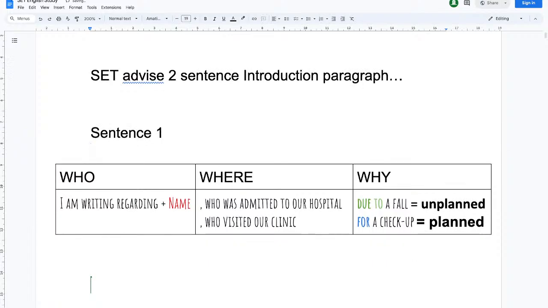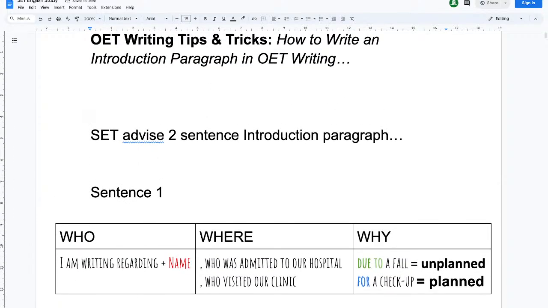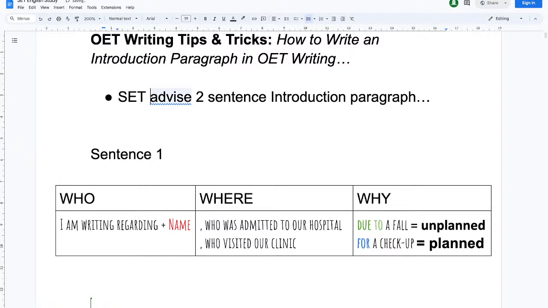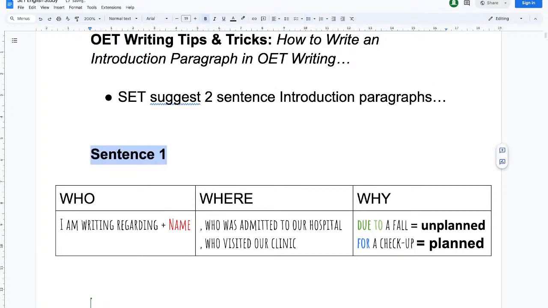Let's review. Okay? So today we're talking about writing introduction paragraphs. First point is SET suggest or advise: two sentences. Okay? Two sentence introduction paragraphs. Sentence one is like this. You're going to have who, you're going to have where, and you're going to have why.